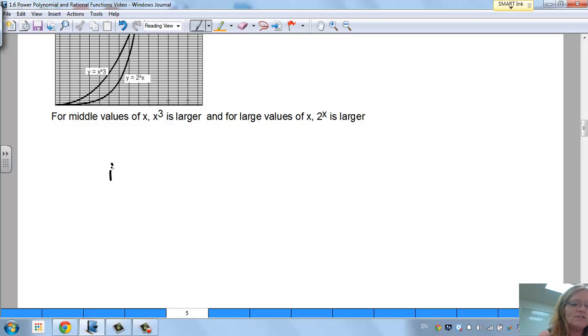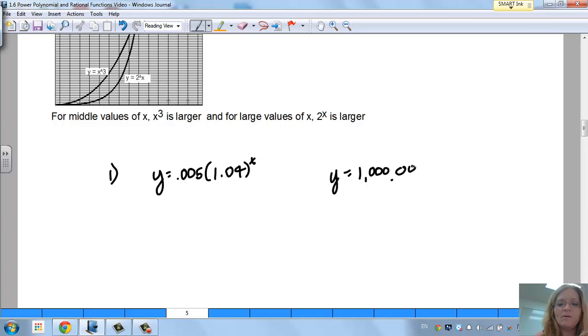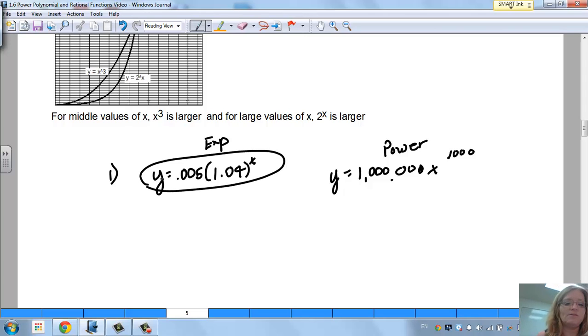So here's my first example. I have this function y equals 0.005 times 1.04 to the x, and then I have y equals 1,000,000 x to the 1,000. If I asked you which one dominates, this one right here is exponential. This one's a power function. It doesn't matter that the million is there and I'm raising it to 1,000. This dominates because it's exponential in the long run. And then you'd have to really play with the window to see that, but it would work.